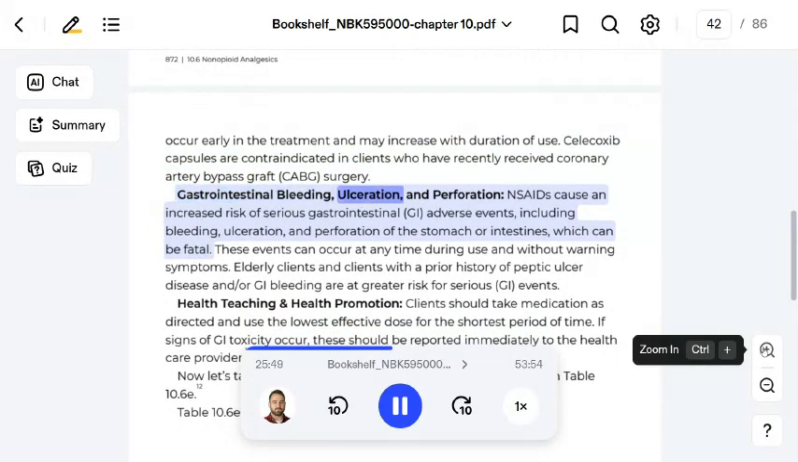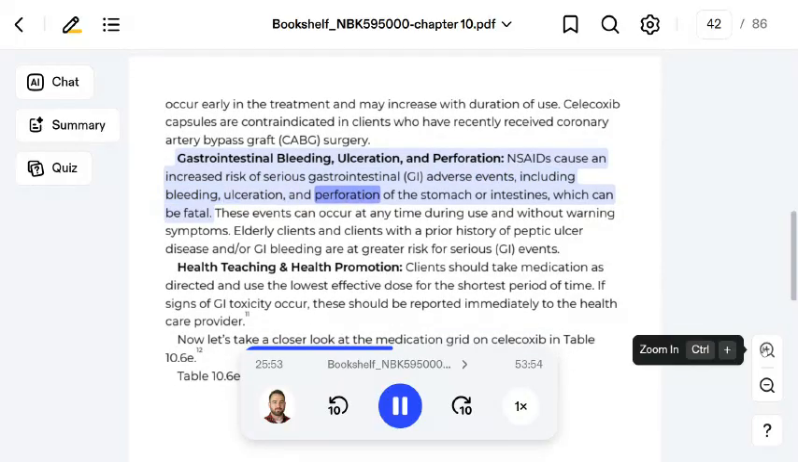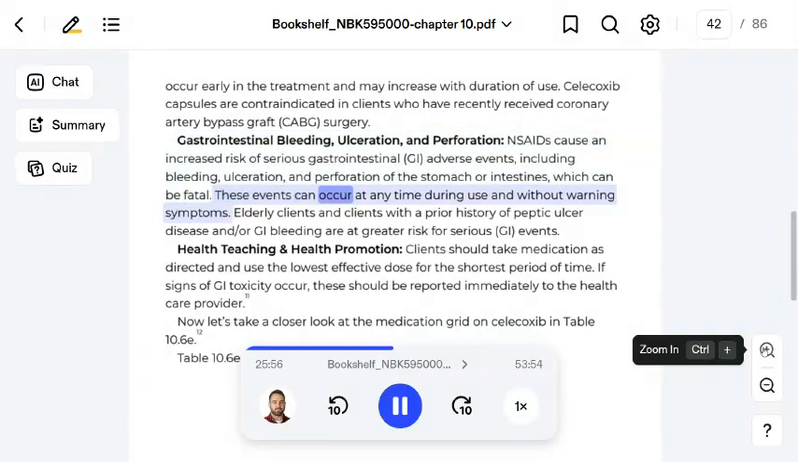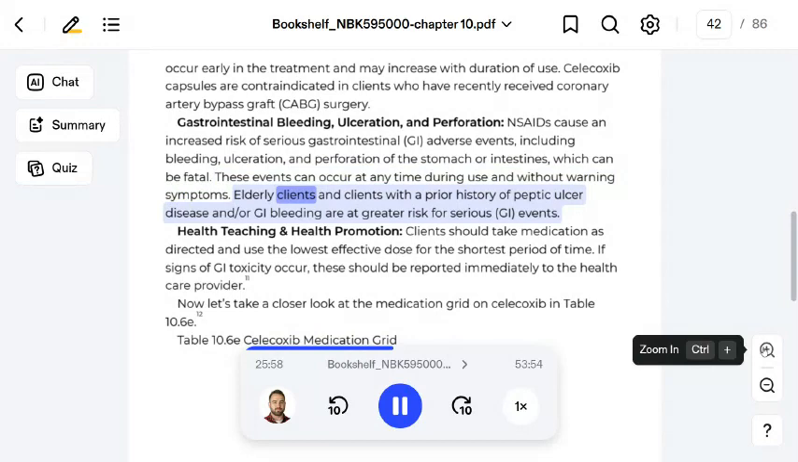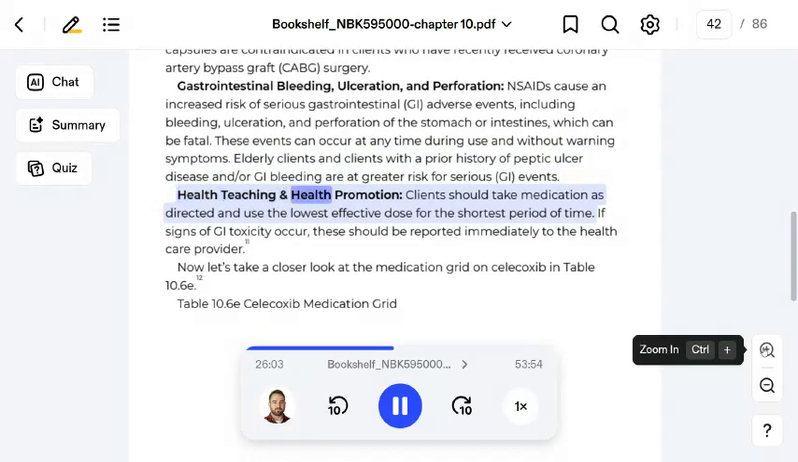Gastrointestinal bleeding, ulceration, and perforation. NSAIDs cause an increased risk of serious gastrointestinal adverse events, including bleeding, ulceration, and perforation of the stomach or intestines, which can be fatal. These events can occur at any time during use and without warning symptoms. Elderly clients and clients with a prior history of peptic ulcer disease and/or GI bleeding are at greater risk for serious events.